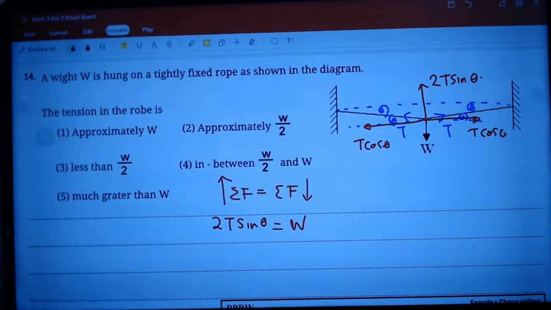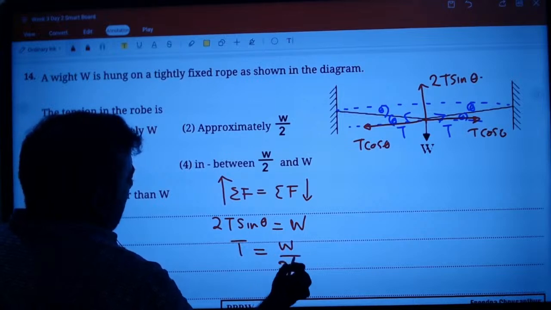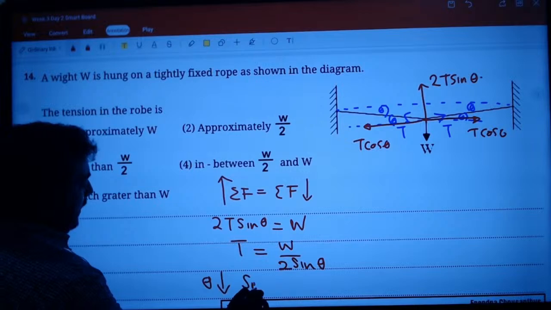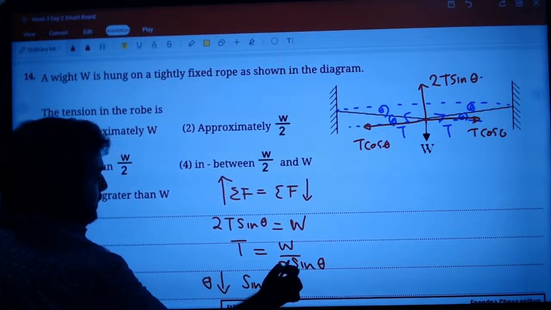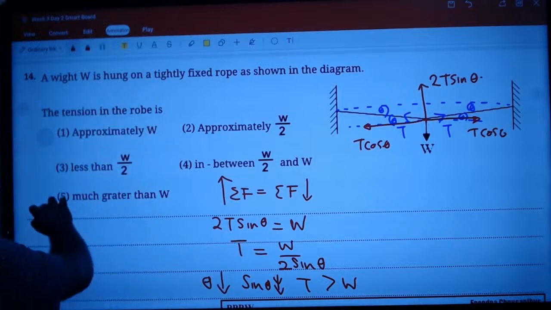What are they telling you about the tension? Tension equals W divided by 2 sin theta. Look below. Theta small means sin theta is also very small. Sin theta is very small means T is greater than W. Tension is larger than W.